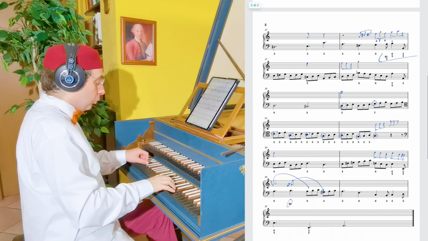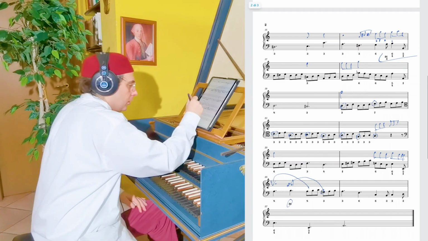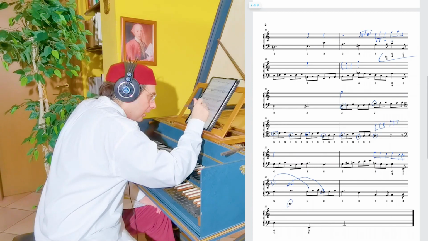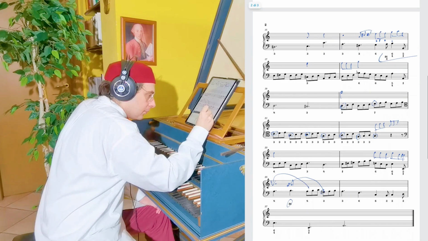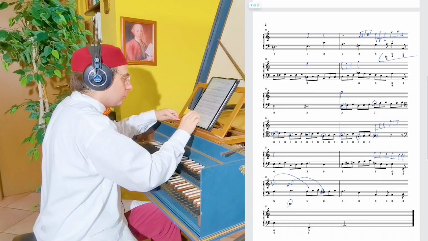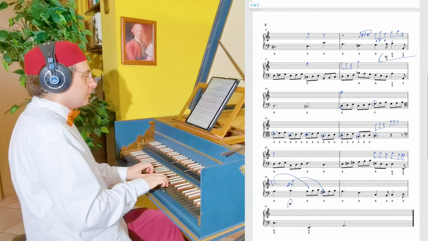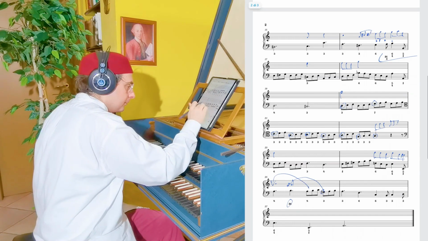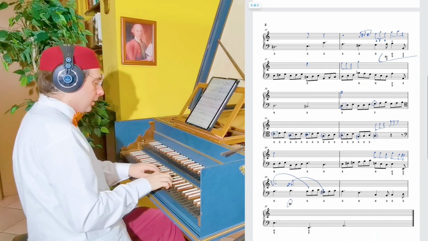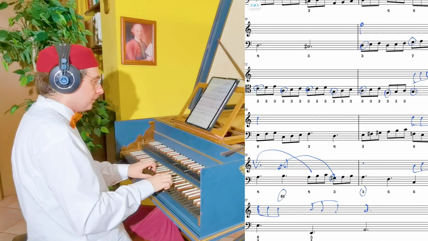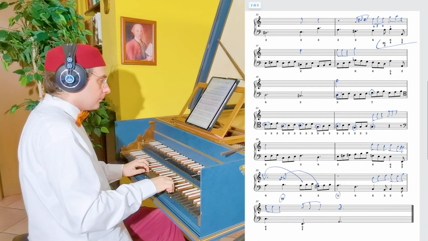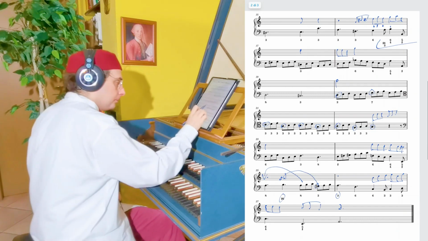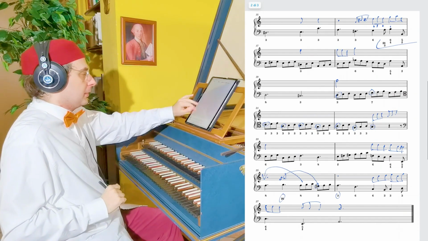Or with stepwise motion, la, sol, fa, mi, re, do, re. This way. So the last two lines are, yes, 3. Let's remember the 3. For example. And now let's play this Partimento from the beginning.